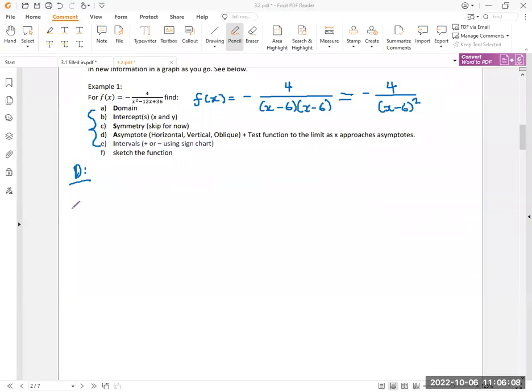All right, so we're on the right track, I think. Domain, right off the bat, I am going to say it can be anything as long as the denominator is not a 0, therefore x cannot be 6. And I'm going to remind myself this also doubles up as a vertical asymptote.